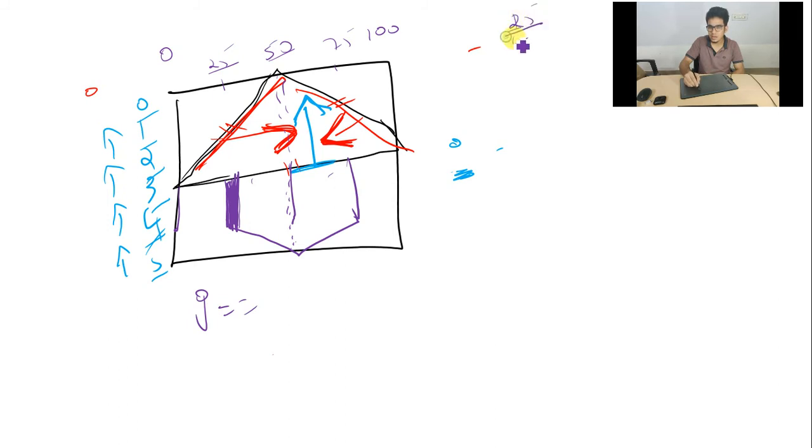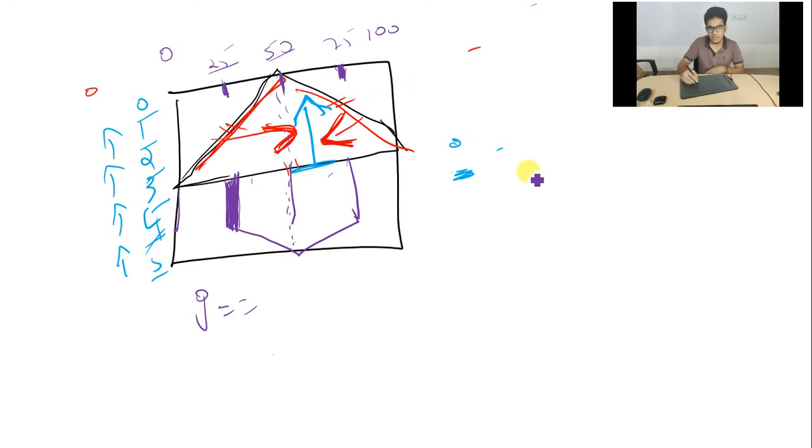What is 25 by 100? 25 by 100 is 1 by 4. 25 is the 1 by 4th of 100. So whatever line you are seeing here, that is the n by 4th line. This is n by 2, this is n by 4, and this is 3n by 4. I hope you have it, it's all maths here. If this is n by 2, this is 3n by 4.